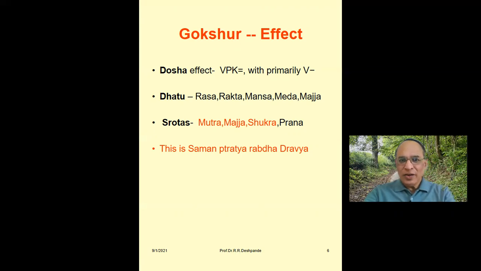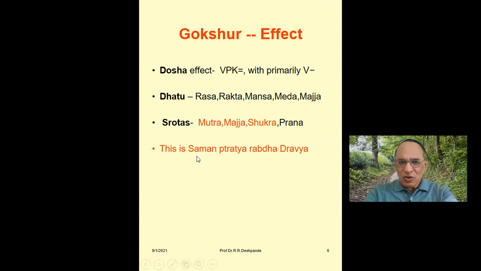Okay. Dhatu, it acts on Rasa Dhatu, Rakta Dhatu, that is blood, Mamsa Dhatu, muscle tissue, Meda Dhatu, adipose tissue, and Majja Dhatu, nervous system. Srotas, it acts on Mutra Vaha Srotas, urinary tract. Majja Vaha Srotas, nervous system. Shukra Vaha Srotas, reproductive system. And Prana Vaha Srotas, that is respiratory system.